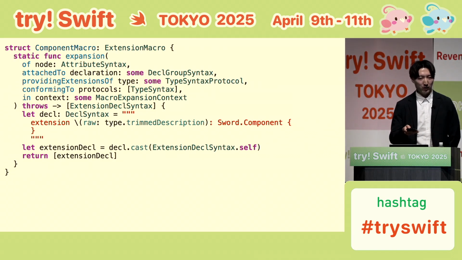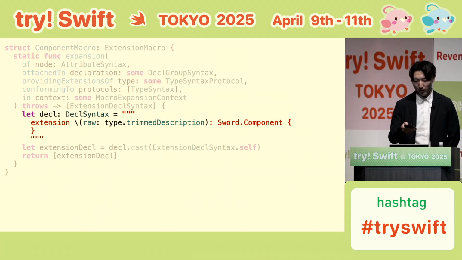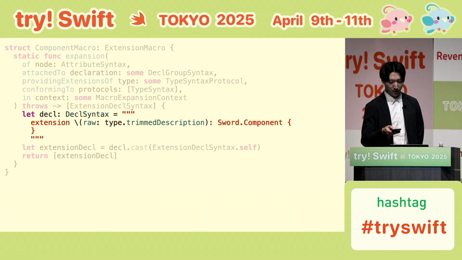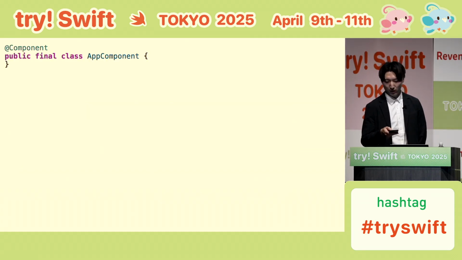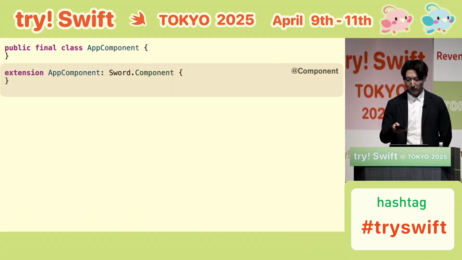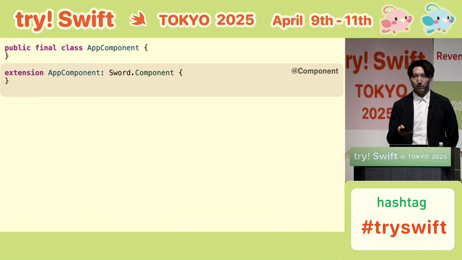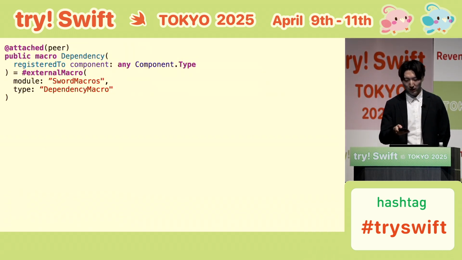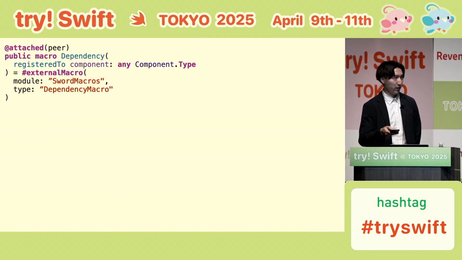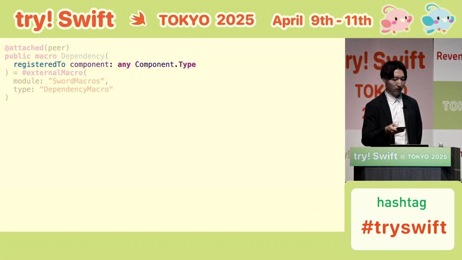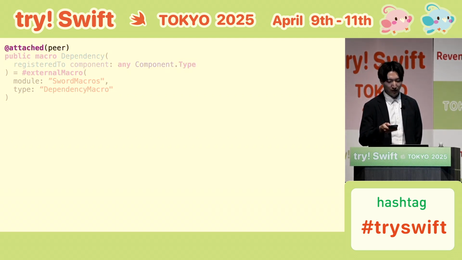Next, in the implementation, we'll extend the type to conform to the Component protocol. When we attach @Component, it expands to conform to the Component protocol. We use a similar approach for the dependency macro. First, let's implement the declaration. We define it to accept a component protocol type as an argument, then declare it as a peer macro.